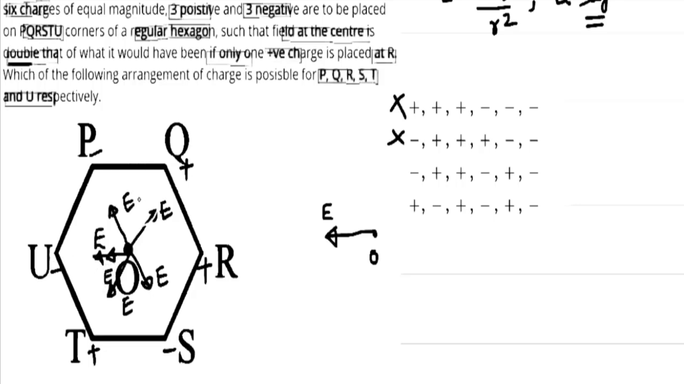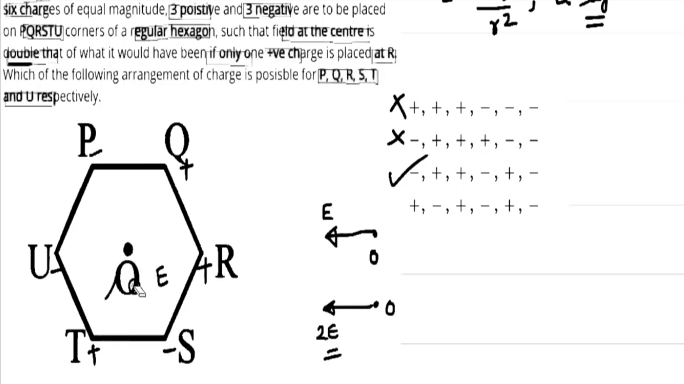So we can say that this E will cancel this E because they are opposite in direction. This E will cancel this E because they are in opposite direction. So at O the net electric field will be in this direction, and that is equal to E plus E, that is 2E. So in this condition the electric field at the center is 2E, which is double of the former. So we can say that option C is correct. Okay, now let's talk about option D also.